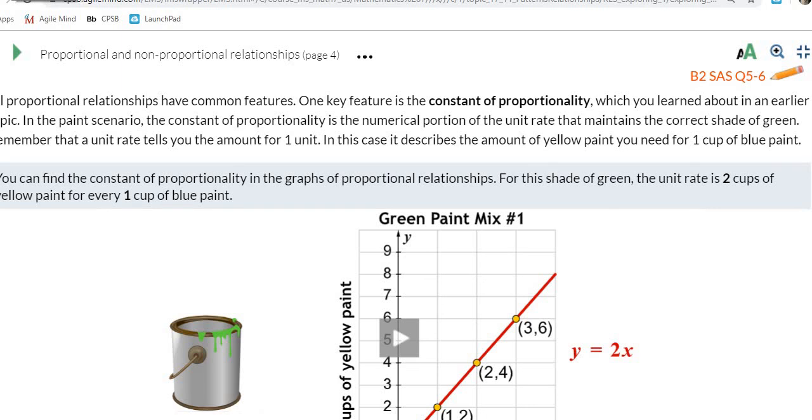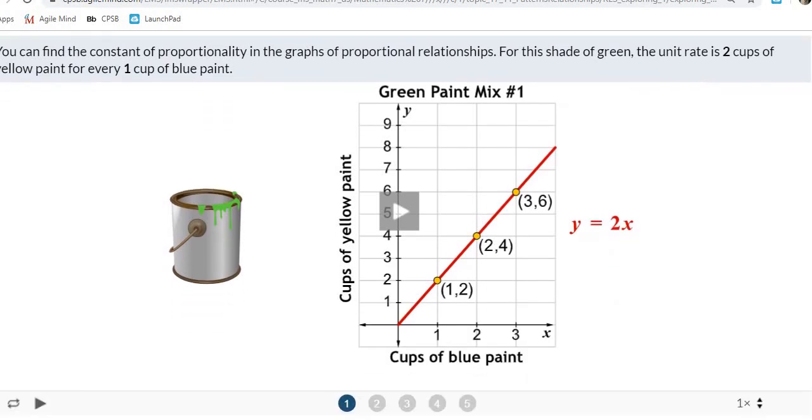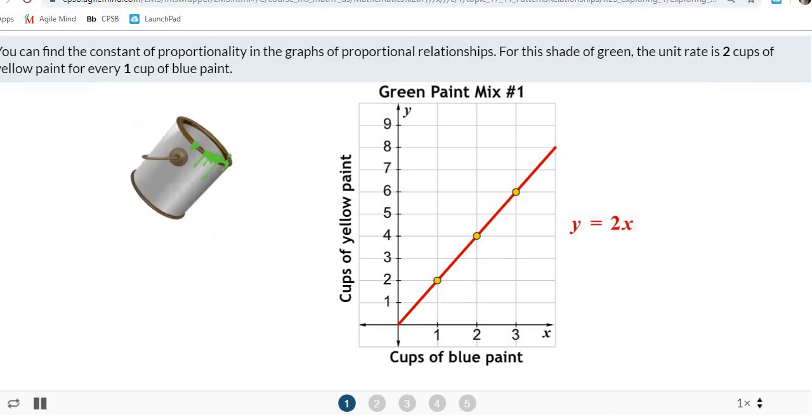Still question number 4, but going back to your book. Okay, so we're looking at mix number 1, and we can look at its constant of proportionality. What was its constant of proportionality on mix number 1? 2. Let's see what they do here.